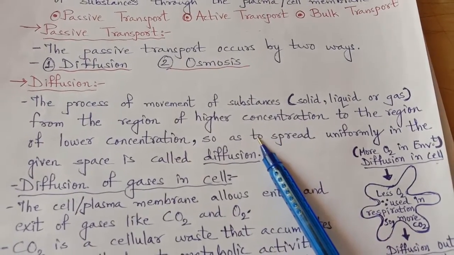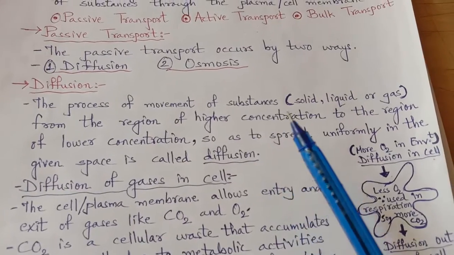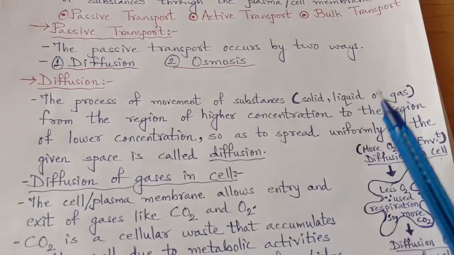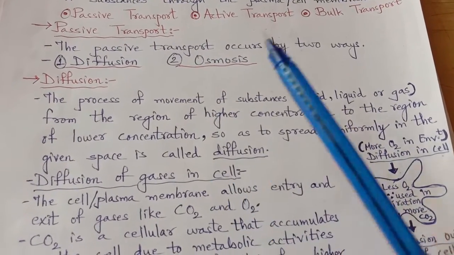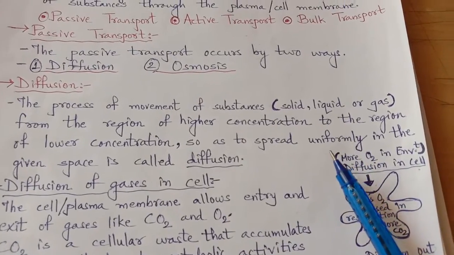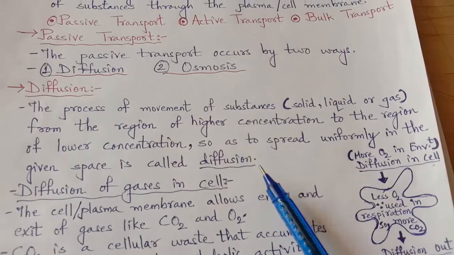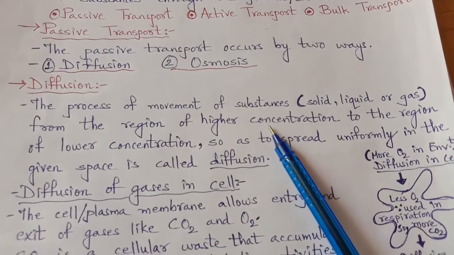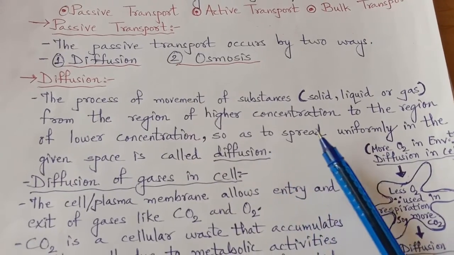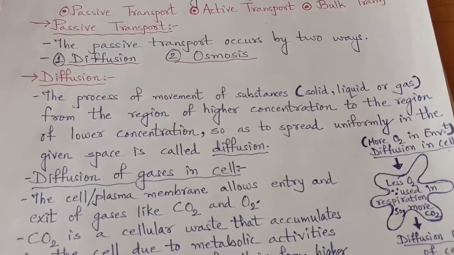As I just explained about the water in a glass, from top to bottom. Right? So spread uniformly. It means in every corner of the container, every area, everywhere. That is called uniformly in the given space. The process of movement of substance from higher concentration to lower concentration to spread uniformly is called diffusion.